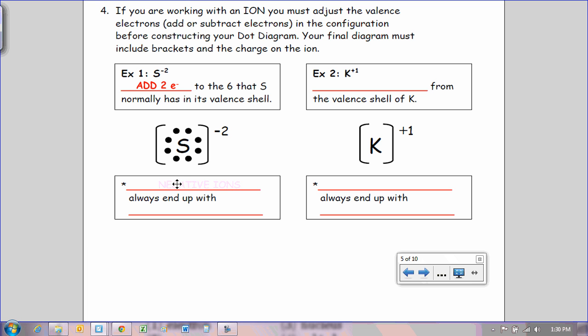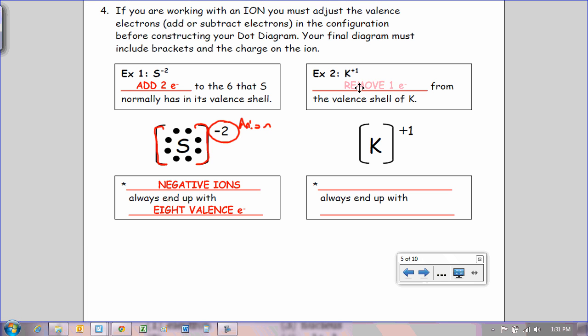Notice how negative ions always end up with 8 valence electrons. Notice how we have our S, and it's got 1, 2, 3, 4, 5, 6, 7, 8. The fact that there are brackets is important. The brackets are there to show you that it is an ion. In this case, an anion.